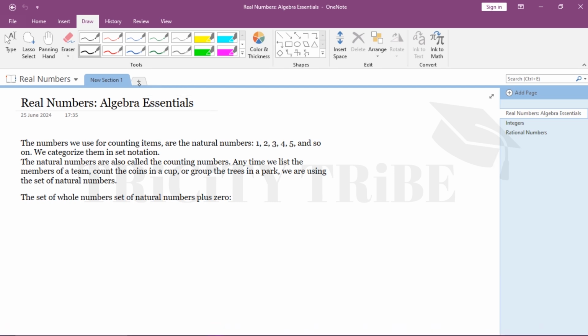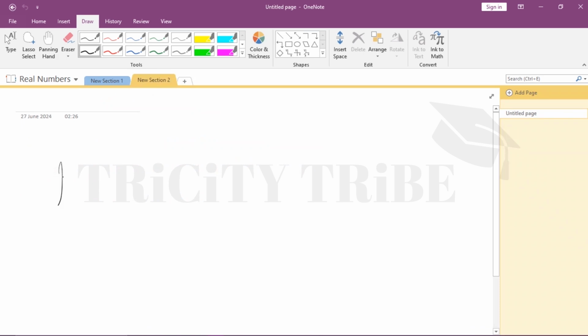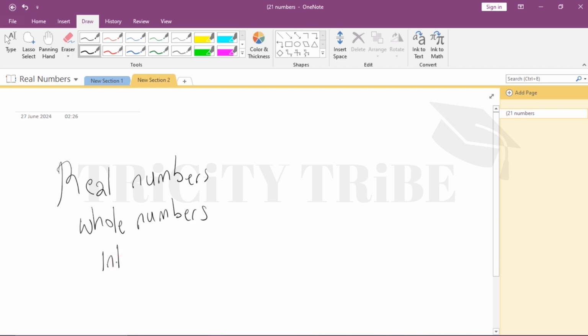We have a few things we want to look at today. Real numbers, whole numbers. These are some basic things we need to know before going further in math. We have a lot of things to explore in math, but let's start from the very fundamentals: integers, rational numbers, and irrational numbers.